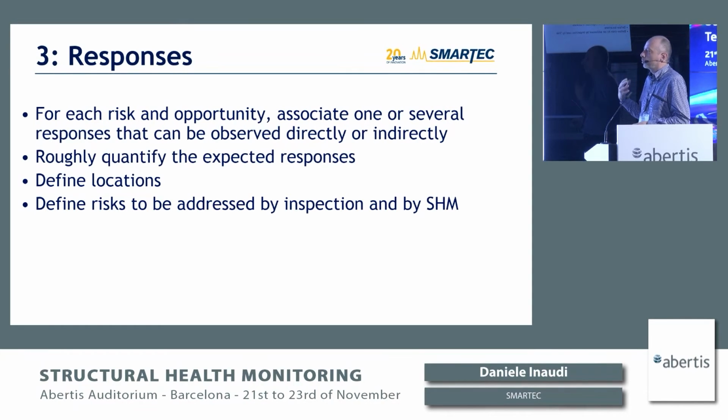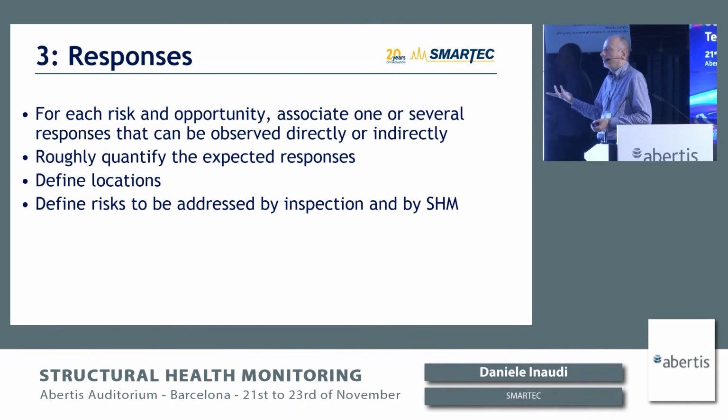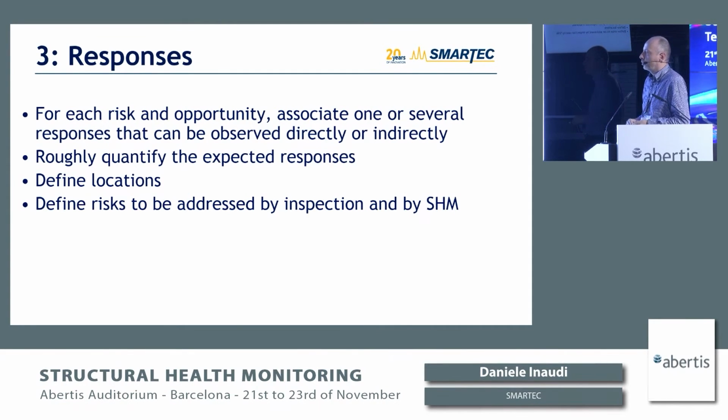At this time, you can also quantify the expected responses. So that's important to choose the appropriate measurement system. For example, if you're expecting a tilt resulting from a settlement, you need to know more or less the order of magnitude of that tilt to select the appropriate sensor. And maybe you can define where to place the sensor or where these responses will appear.